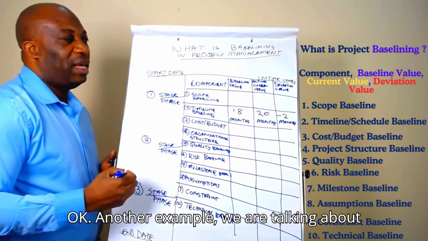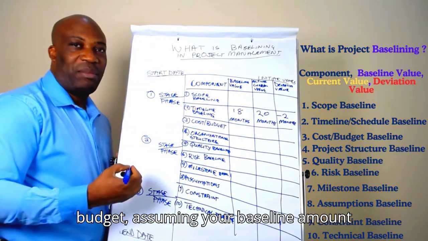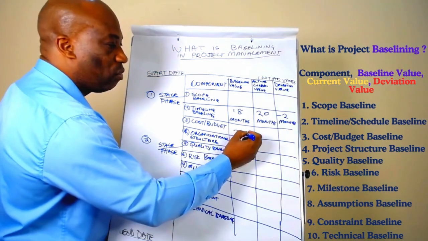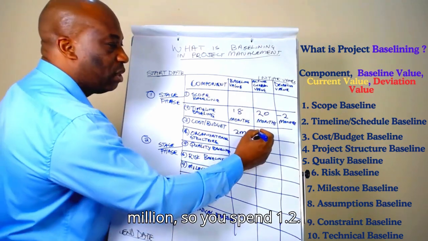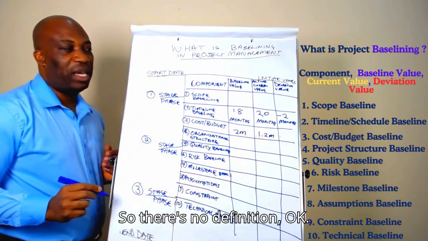Okay? Another example, we are talking about budget, assuming your baseline amount or costs or budget is 2 million. Okay? And now you have spent only 1.2 million. So you have spent 1.2. So there's no deviation. Okay?